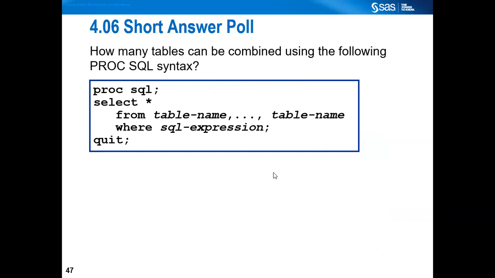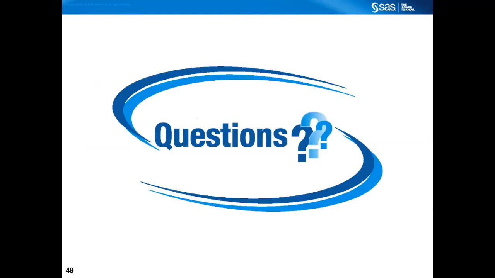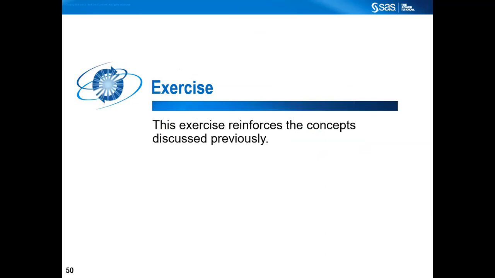Okay. Now come to this slide. How many tables can be combined using following SQL syntax in your from clause? Any limitations of number of tables? That was the simple question. What do you think? Absolutely, the maximum number of tables which you can specify in your from clause is 256. Up to 256 tables can be joined with this syntax. All right. So the exercise I leave to you as a self-study.